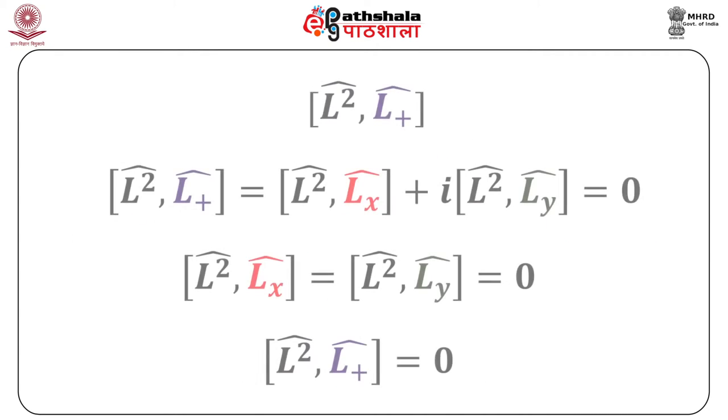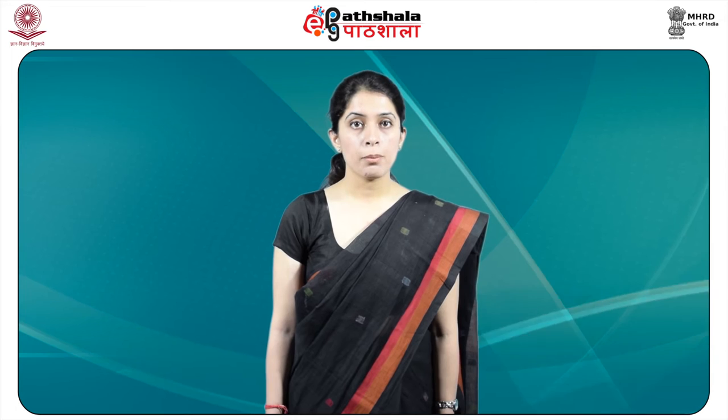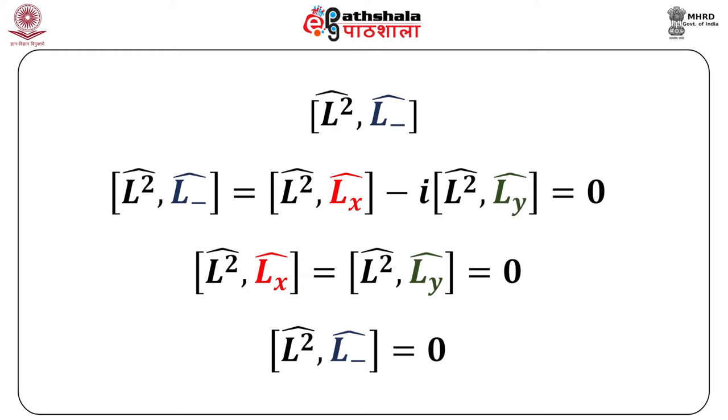With this, the third commutation relation is of L square and L plus, where substituting the value of L plus gives us the expression as the commutation of L square with Lx plus i times the commutation of L square with Ly. And since we know that the total angular momentum operator L square commutes with each of the angular momentum components Lx, Ly and Lz, therefore the commutator of L square and L plus becomes 0. Similarly, we derive the commutation relation of L square and L minus, where on substituting the value of L minus, we get the expression [L square, Lx] minus i [L square, Ly]. Again, since we know that the total angular momentum operator commutes individually with Lx and Ly, therefore again the commutator of L square and L minus becomes 0.